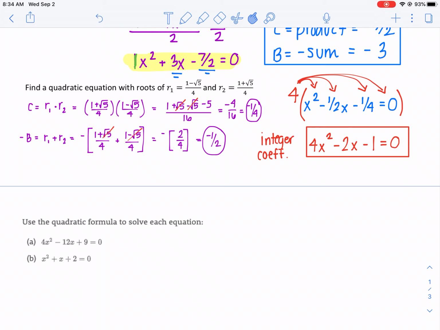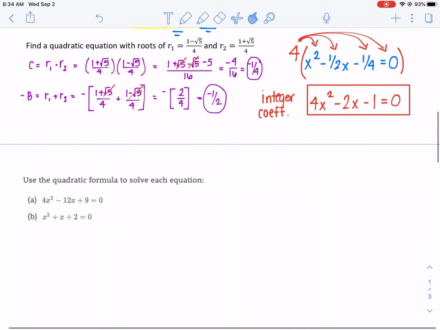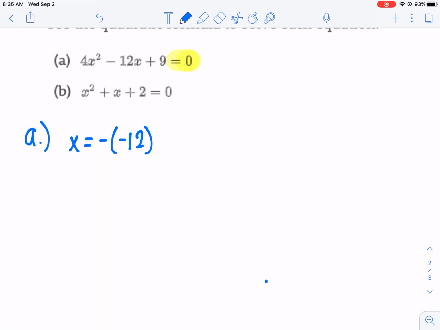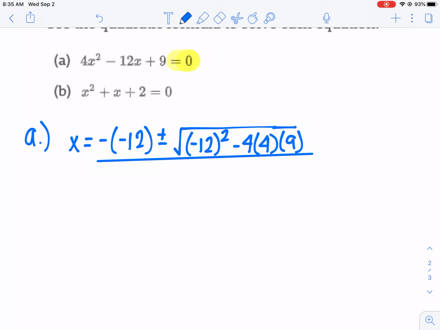Okay, just a couple more. Let's use the quadratic formula to solve these next two problems. It already equals 0, so I can just get going and plug in my A, my B, and my C. So part A, x would equal negative b plus or minus square root b squared minus 4 times a times c, all over 2 times a.